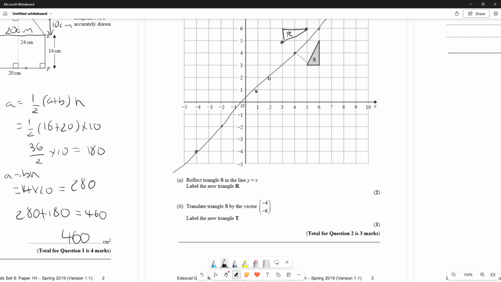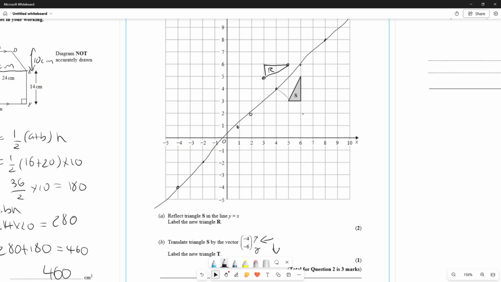Now we also want to translate triangle S by the vector (-4, -6), and we label it T. So -4, -6: this is in terms of x, and this is in terms of y. If it's a negative, instead of going right, we're going left. Imagine you have a coordinate and you go -4, you're going left. Same thing for the y coordinate: if it's -6, you're going down. If you add, you go up. So this is going left by 4 and down by 6.